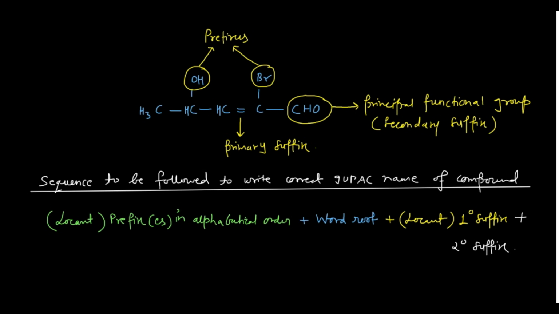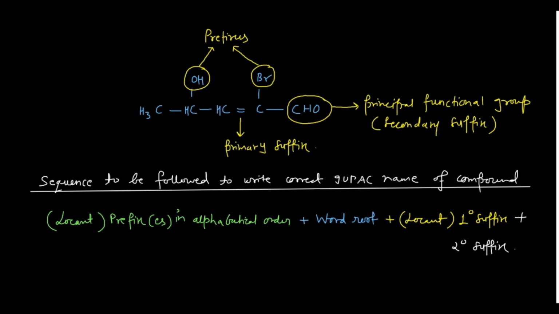And you will also follow the alphabetical order when you write the prefixes, right? So your OH is the side chain, so it is hydroxy, which starts with H, and this is also a side chain, which is bromine. It will be bromo, starting with B. So B comes first in the alphabetical order. So first of all, you will write the bromo, and after that you will write the hydroxy. So you will always follow the alphabetical order, okay?